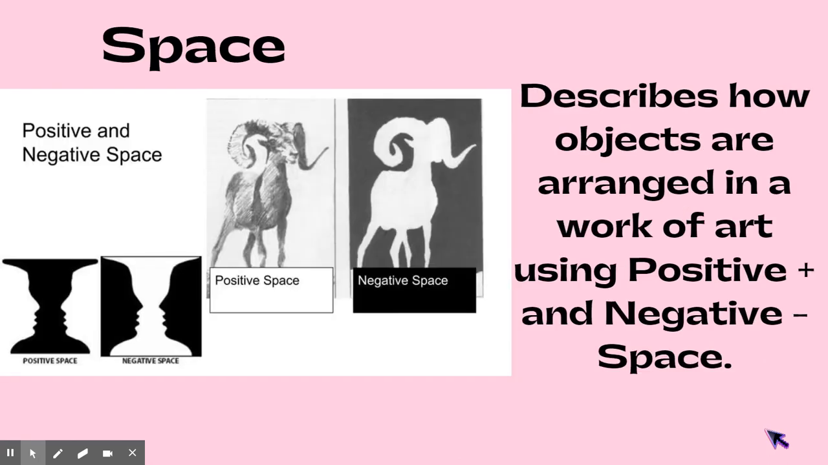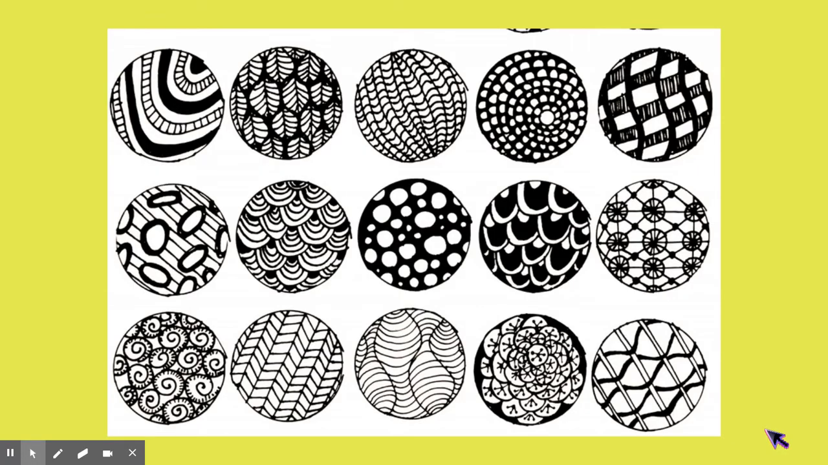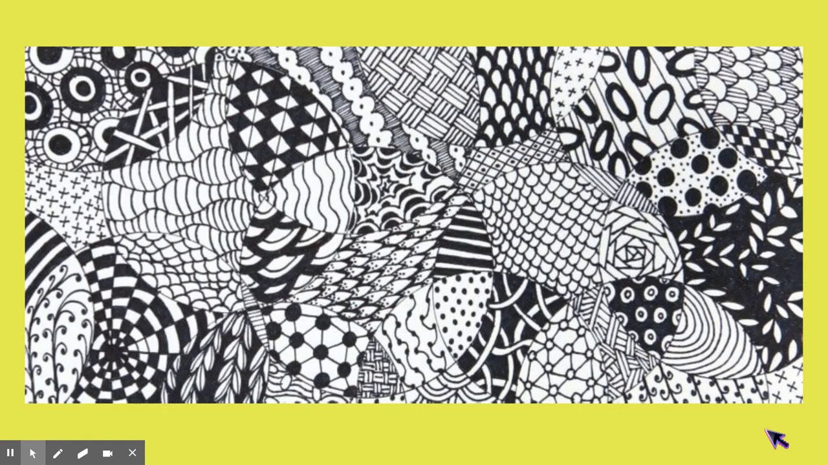Space. This describes how objects are arranged in a work of art using positive and negative space. Here are some Zentangle examples. Pay attention to the different types of patterns.